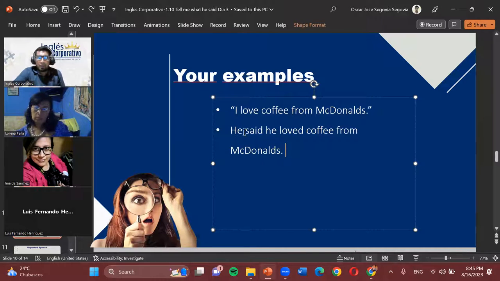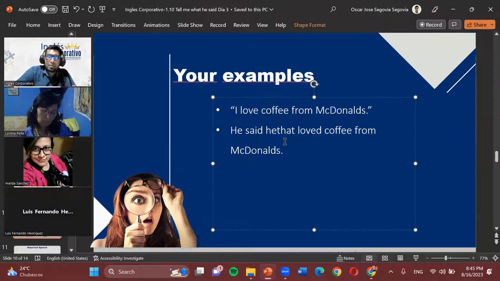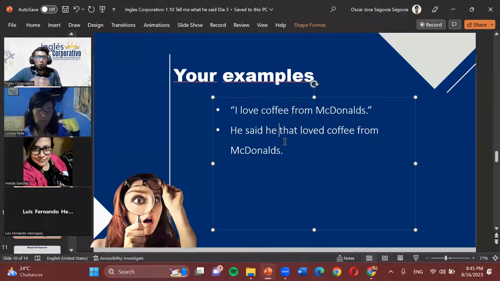For example, I love coffee from McDonald's, and you don't like coffee from McDonald's, you can add that in this case. So he said that he loved coffee from McDonald's, because you do not share the same idea. So that's when you use that, more recommendedly. It would be that in those occasions, when you do not agree with it or when you want to be a little bit more dramatic, when you want to add drama to the sentence that you're reporting.